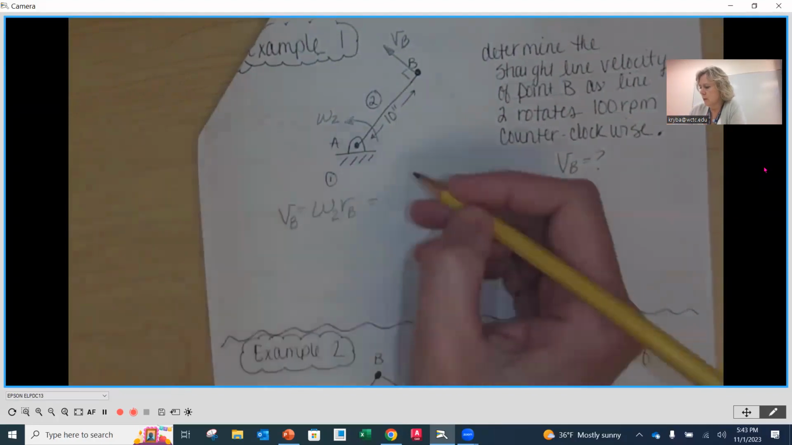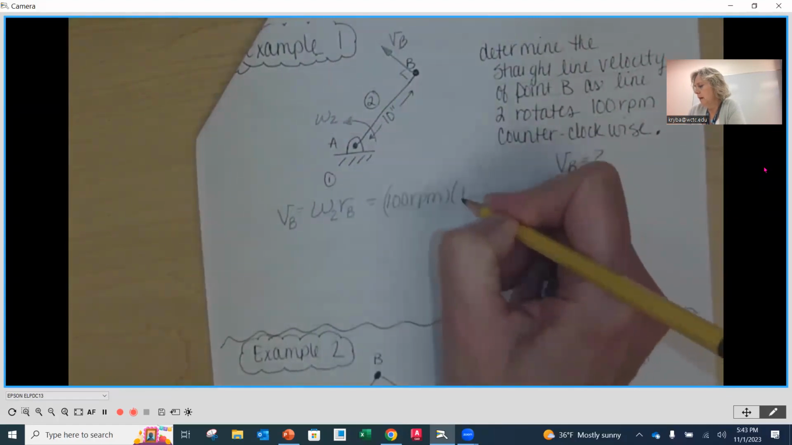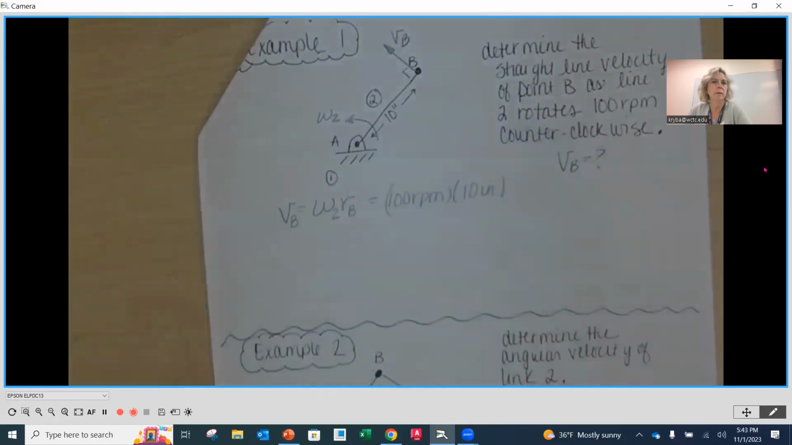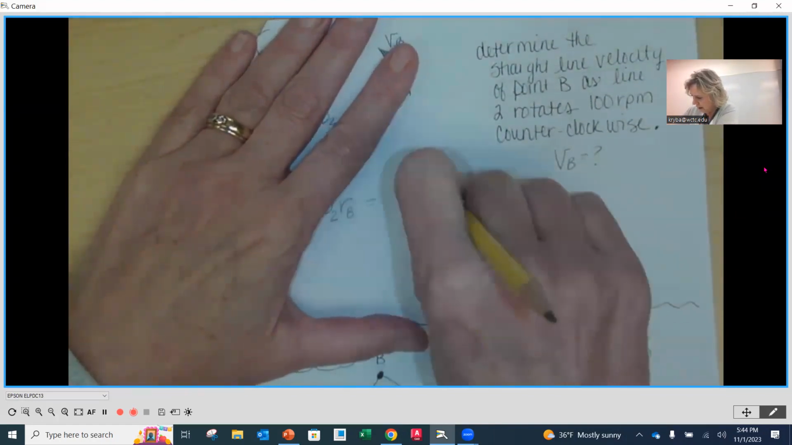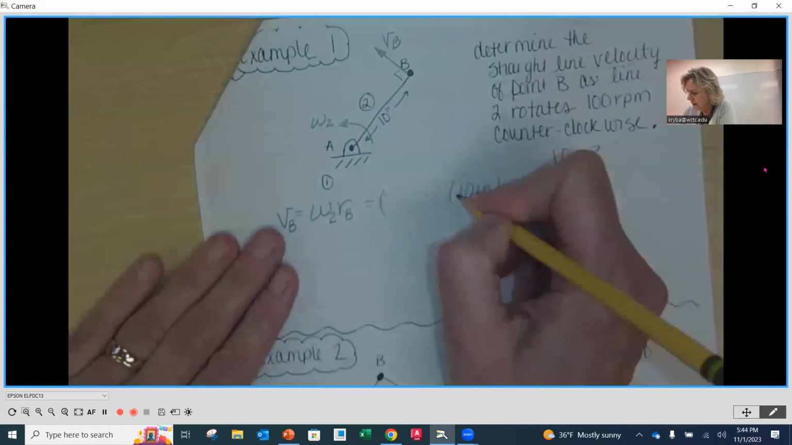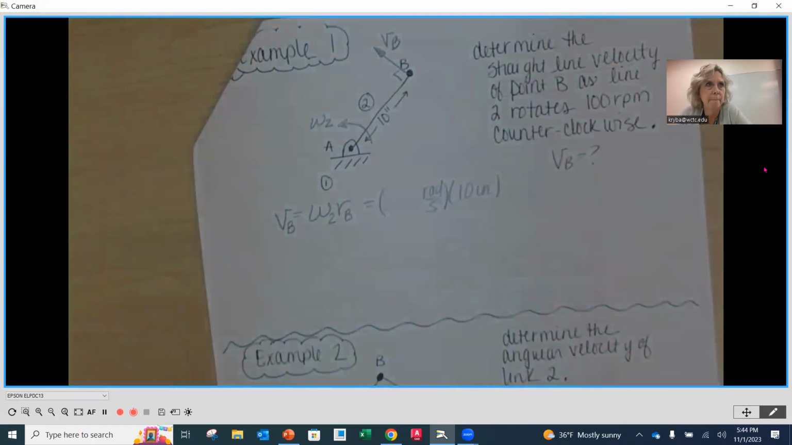Angular velocity of B. So I'm going to put 100 RPMs here, and then I'm going to multiply it by 10 inches. Is that right? That's not correct. I cannot put my 100 RPM in this equation. Remember, in this equation I have to be in radians per second. So I'm going to erase this. I absolutely cannot do that. I need a different number, and my units need to be in radians per second.